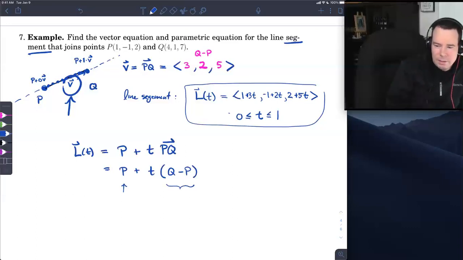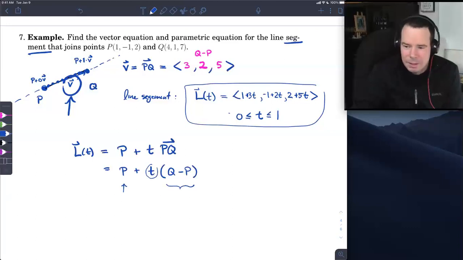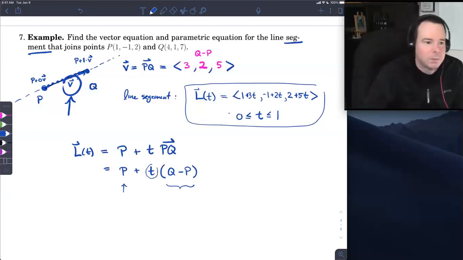And so when t is 0, I'm at my point P. And then when t is equal to 1, P minus P equals 0, and you just get the value Q. So that traces out everything from P to Q. Does that help?